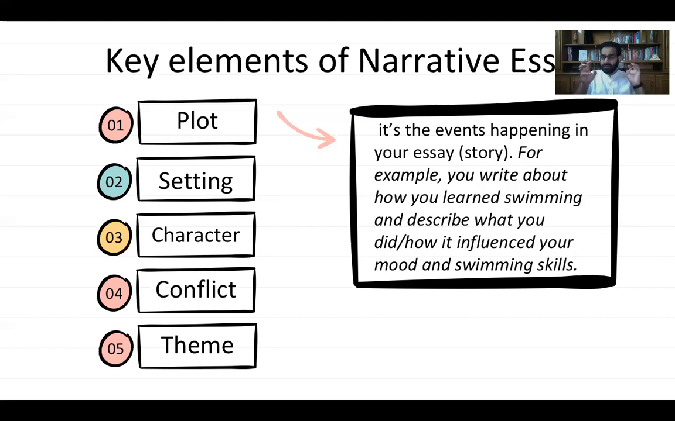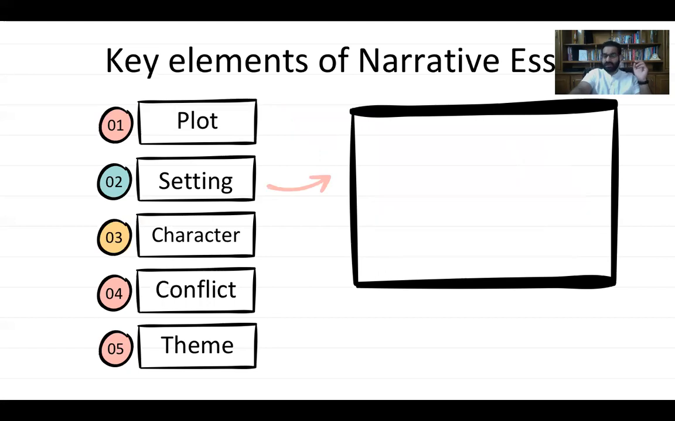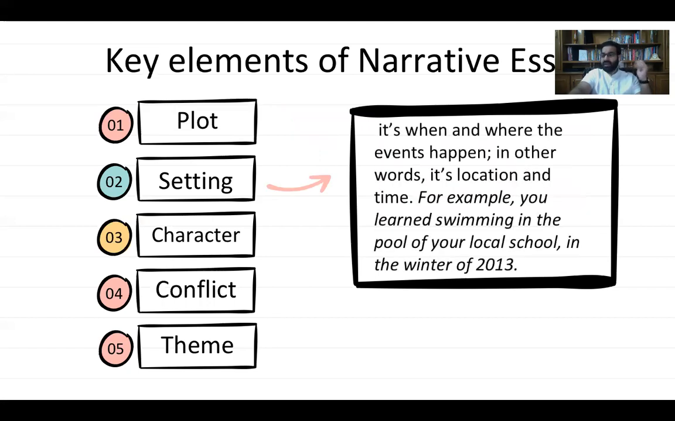It's the same. So you got a plot, now you will fill it with your words, with your contents. Then you get a setting. So what is setting? It's when and where the event happened.